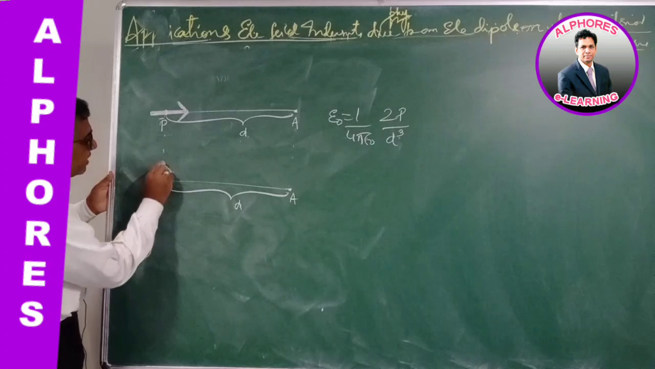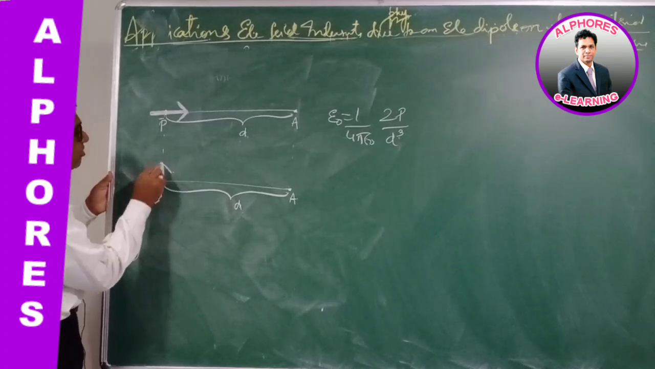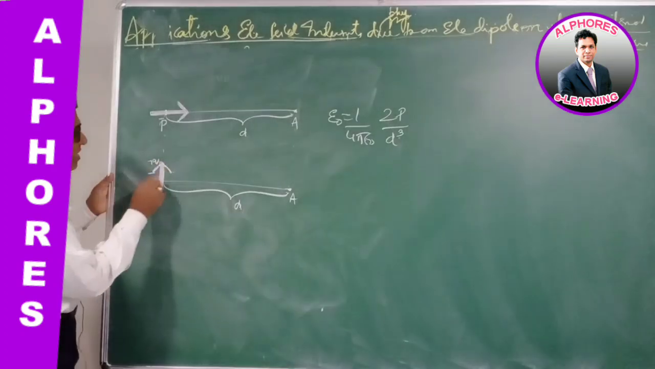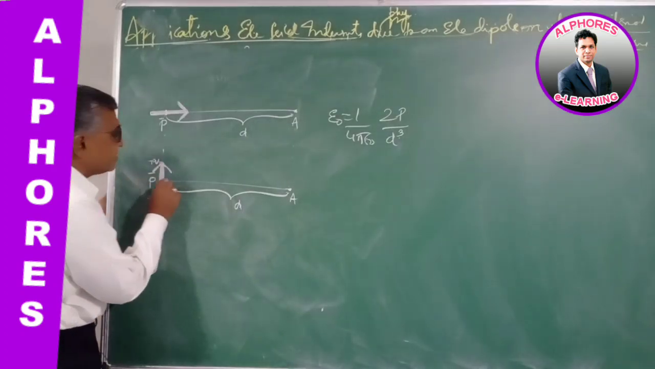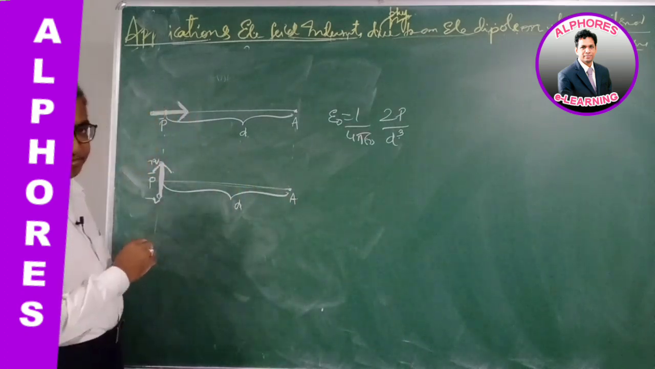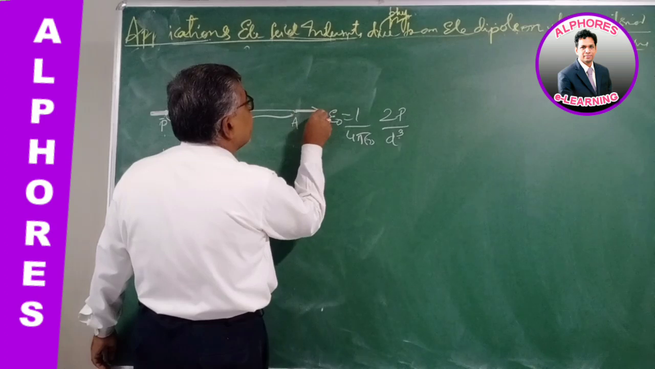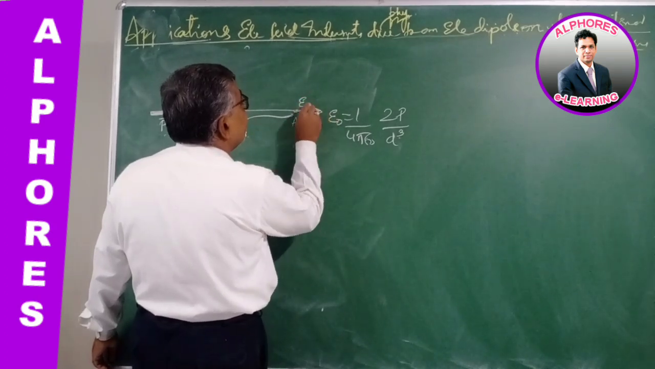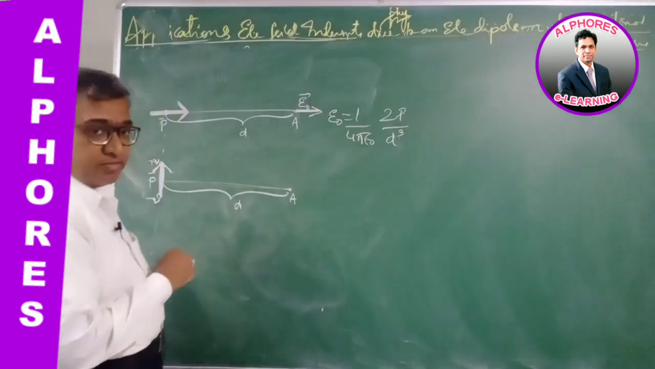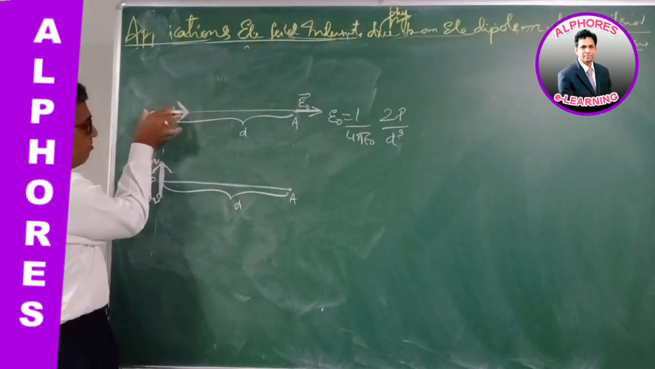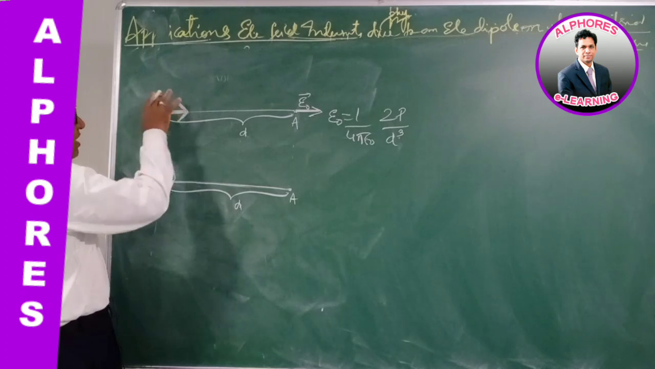You see, this is the dipole, so this is minus q, this is plus q, and the dipole moment is from minus to plus like this. This is the axial line and this is the equatorial line. On the axial line the direction of the electric field is like this, so initially it is E naught.